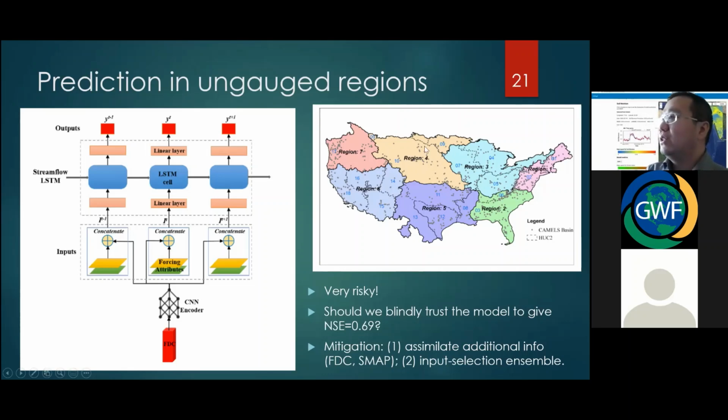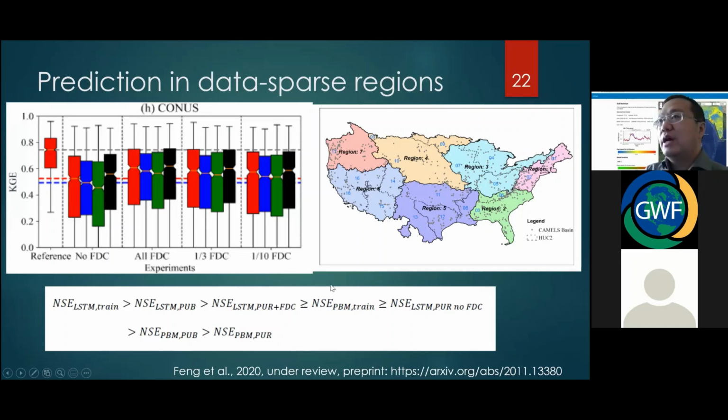So we trained this model in 6 out of the 7 regions and tested on the 3rd. The question is, should we trust that the model would give us a PUB-like performance of 0.69? This is what Kratzert et al. gave for PUB. And we proposed some mitigation measures. The conclusion is that you cannot. Okay, so when you have an entire region like that, if you don't have any data, the performance over the CONUS went from 0.74 to 0.54. So there's a noticeable dip in the performance because this region is not represented.